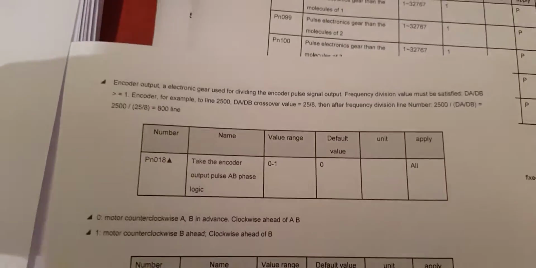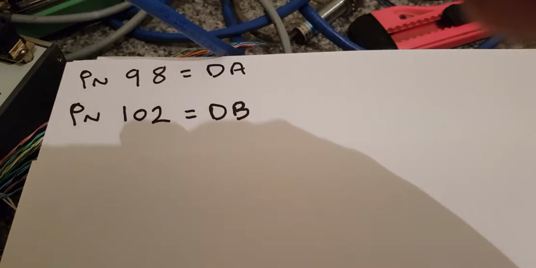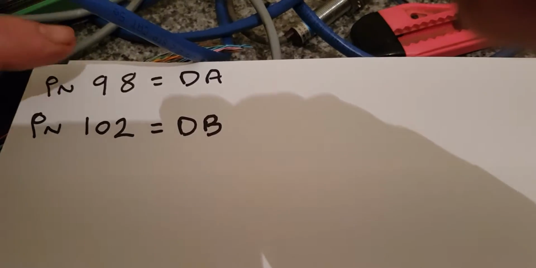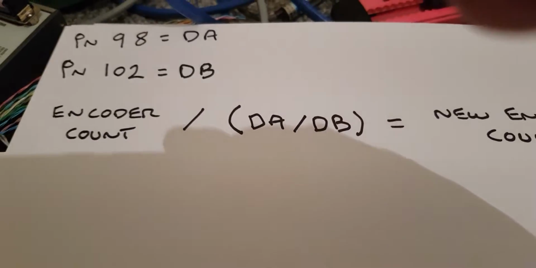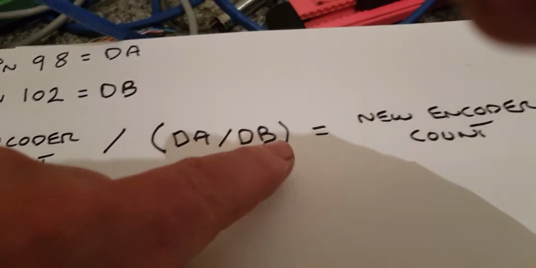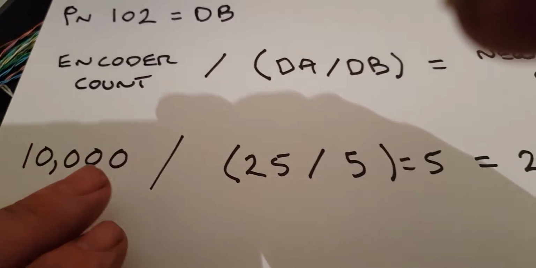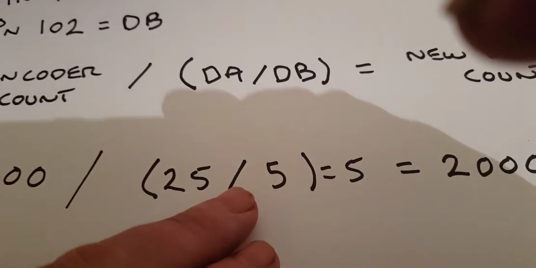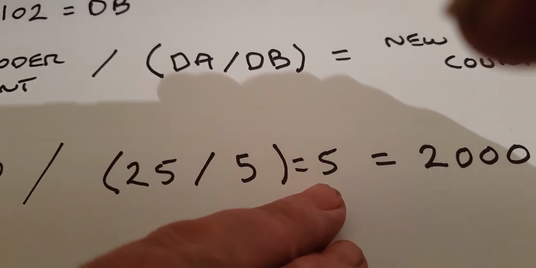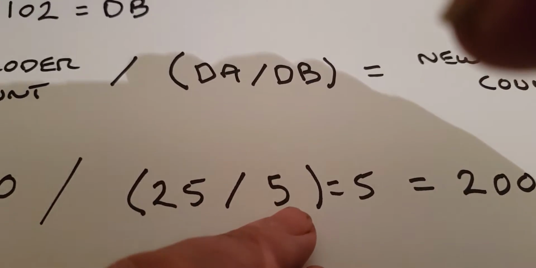Now, I'm going to explain better how it works. We're only bothered about these parameters, 98 and 102. 98 relates to DA and 102 to DB. So basically, you've got your encoder count divided by DA divided by DB, and it equals your new encoder count. This is how it works out: 10,000 divided by 25 divided by 5 equals 2,000. Now you're thinking, where the hell have you got 25 divided by 5 from?